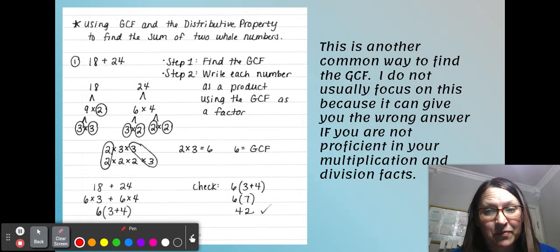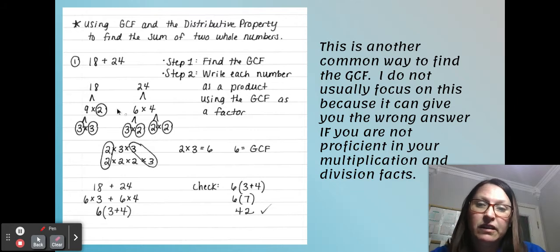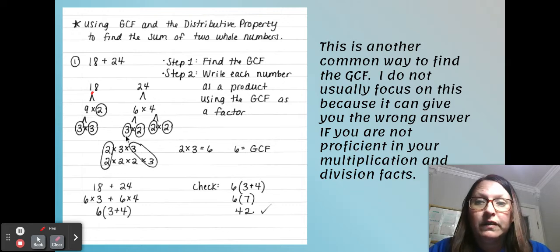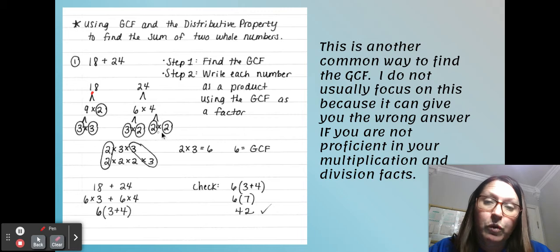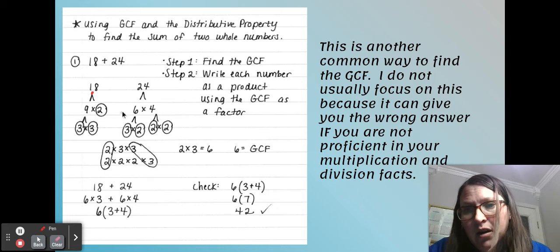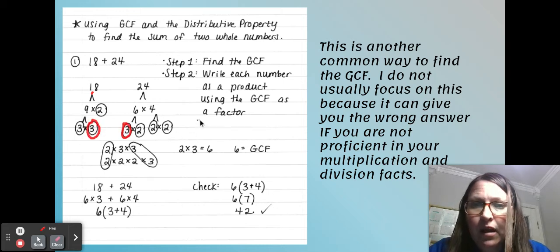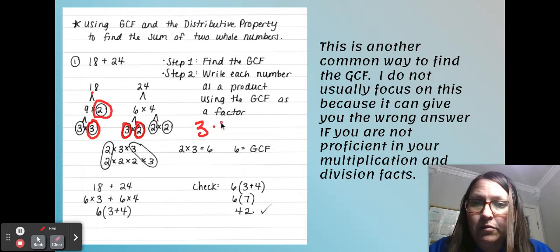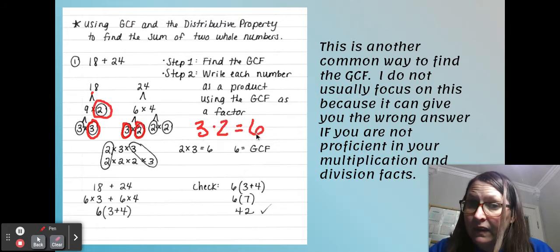Sorry, I'm back. So what they did is, yeah, you have the greatest common factors here. So they did 18 is 9 times 2, and 9 is 3 times 3. 24 is 6 times 4, 6 is 3 times 2, and 4 is 2 times 2. So they listed them all up, and then they circled the ones that they both have, which is just like what I do. They both have a 3, so I'm going to put 3. They both have a 2. I'm going to do 2. 3 times 2 equals 6.